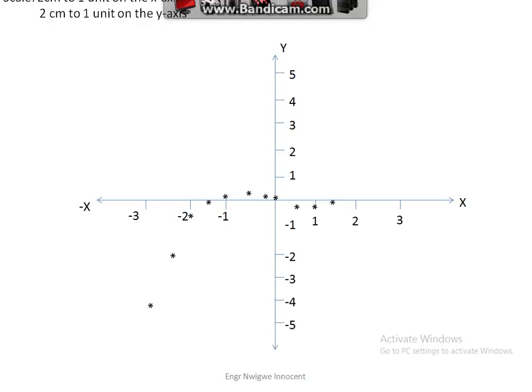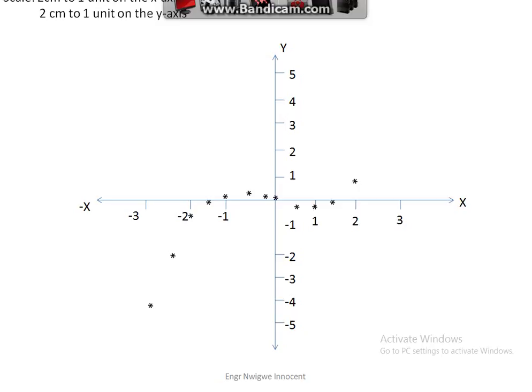You now find the position of 2 and trace it upward. Since they are now positive x and positive y, you now trace 0.8 upwards at x, where x is 2 and y is 0.8. Where the two meet, you now mark an asterisk to get the location of that point.